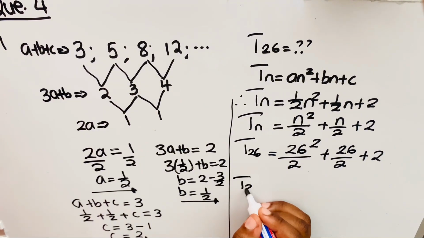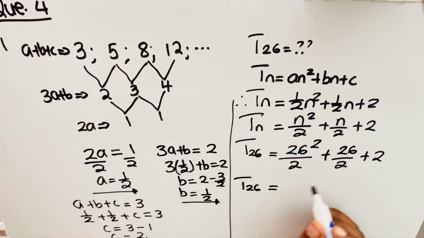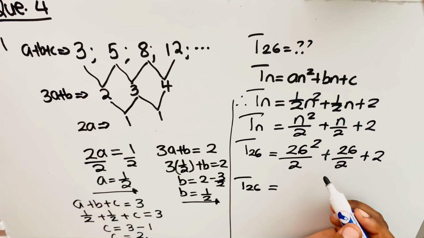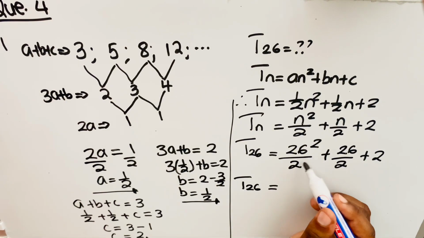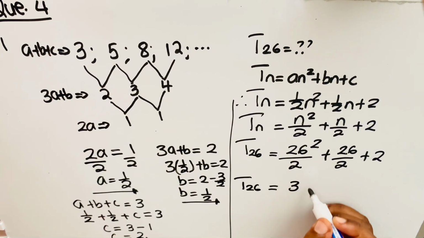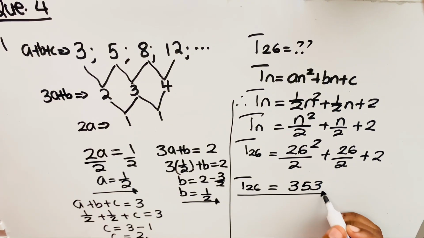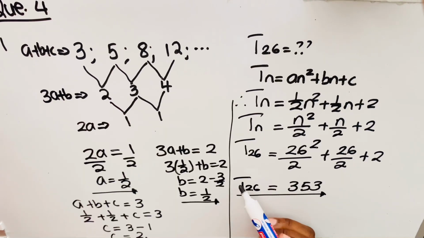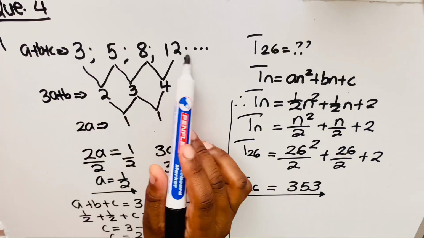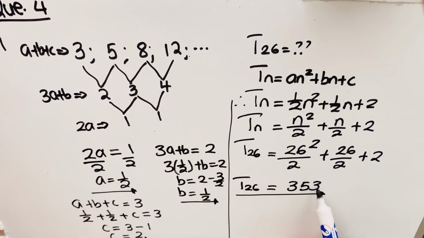Then term 26 equals, simply press this into your calculator, and the sum of these numbers will be 353. So in short, the value in position 26 of this sequence will be 353.